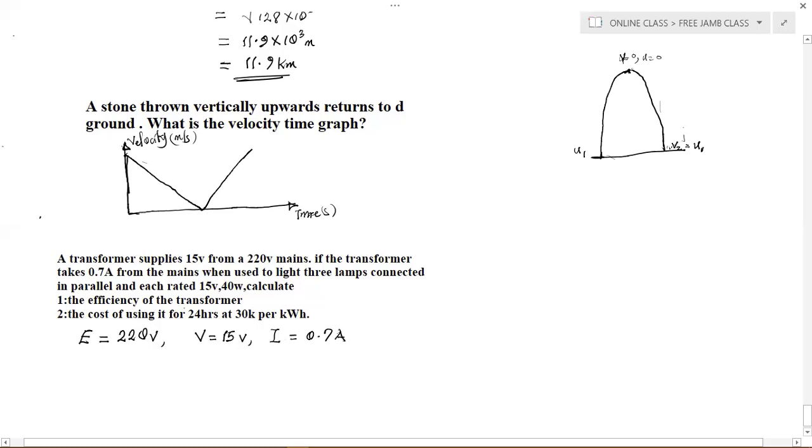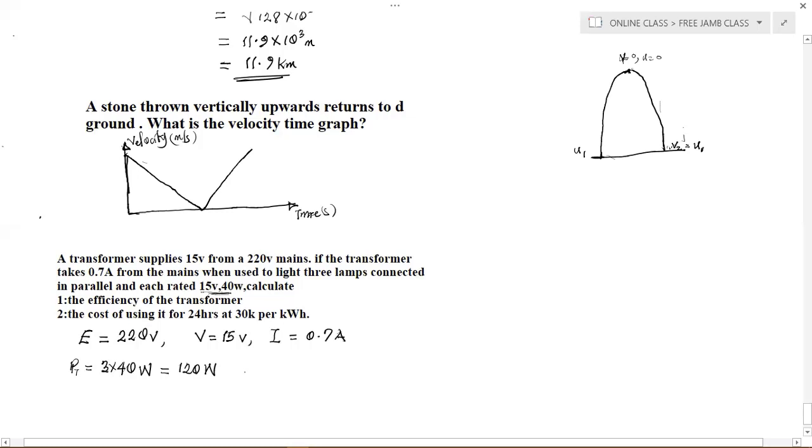Now, they said that this is what is being supplied to us, and they are arranged in parallel. Total power produced there, PT, you just add the three together, 3 times 40 watts. That is 120 watts. So don't waste our time on that one.